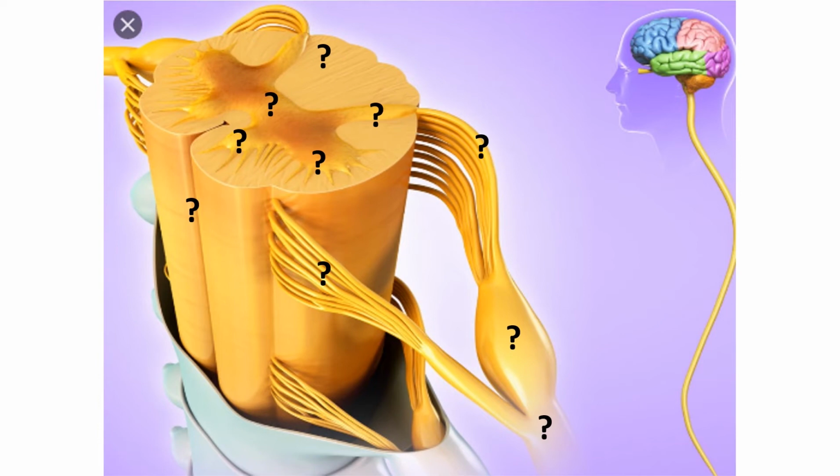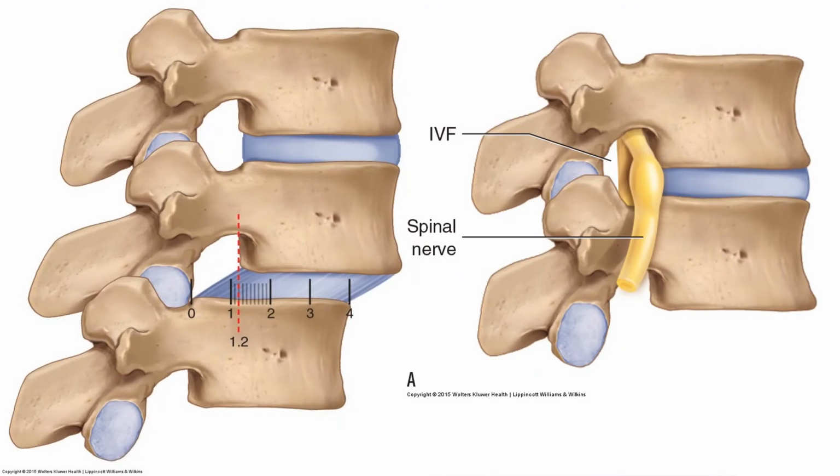It is always useful to test yourself and test your knowledge. Here is the three-dimensional model of the spinal cord and spinal nerves, and test yourself what are the structures marked by these question marks. We have already asked ourselves where is the spinal nerve and the dorsal root ganglion, and the answer was it is in the intervertebral foramen.